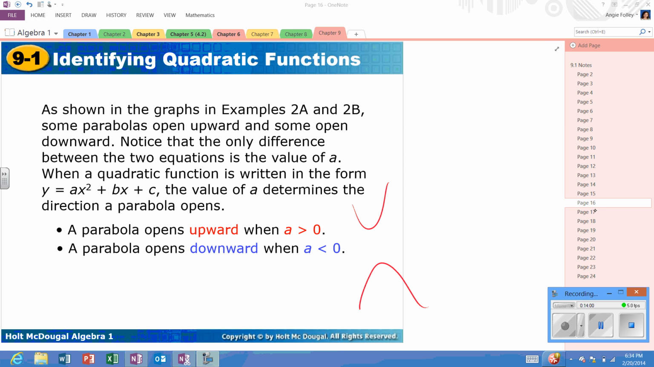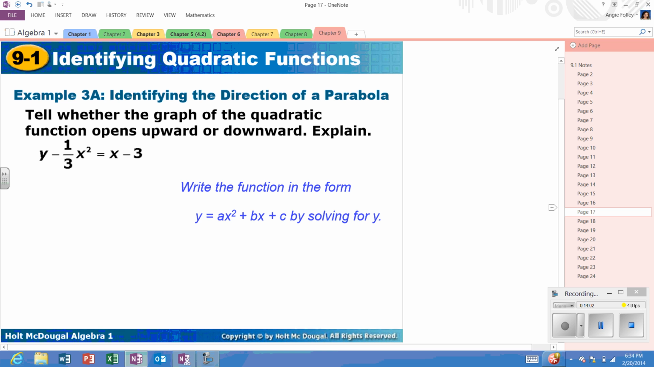So now we're going to decide which ones open up and which ones open down. We've got a function, y minus 1/3 x squared equals x minus 3. First, you need to get the function in the form y equals ax squared plus bx plus c. So we need to move this 1/3 x squared over to the other side. So we have y equals 1/3 x squared plus x minus 3. Does the parabola open up or down? Well, it is a positive 1/3, so it opens upward.